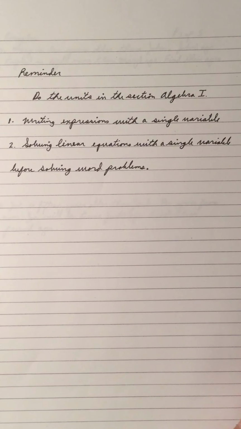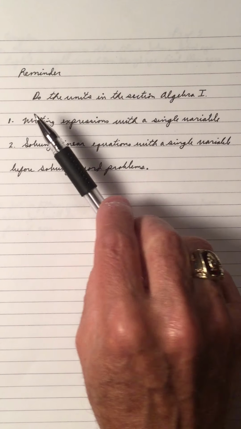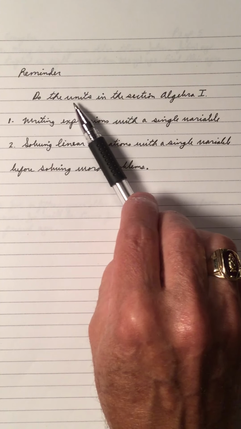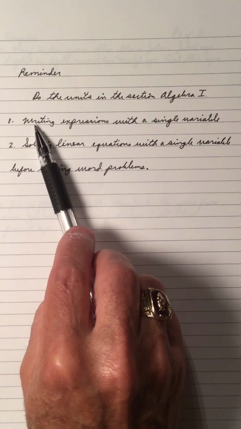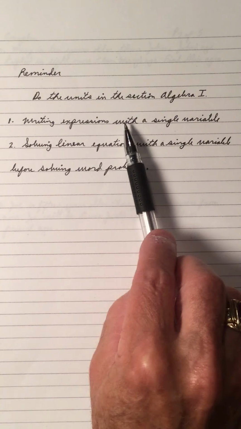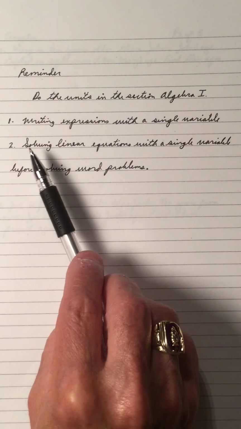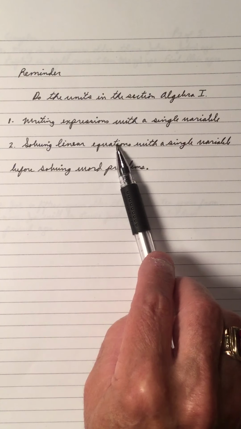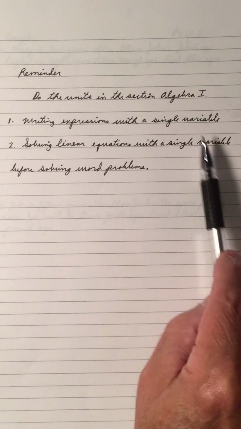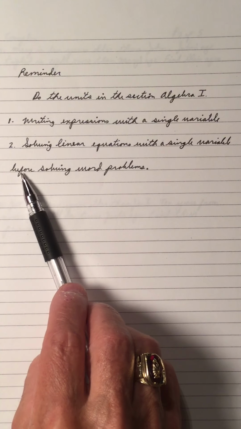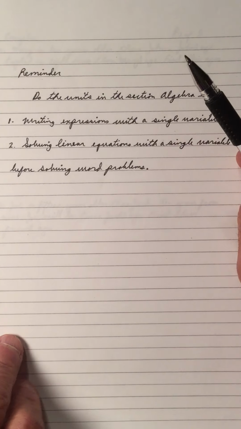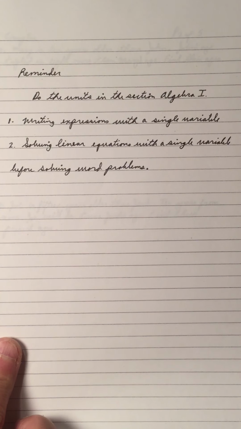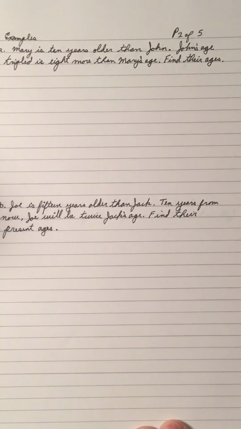Just a reminder to do the 2 units in the section on Algebra 1. One of the units is writing expressions with a single variable, and the other unit is solving linear equations with a single variable. Both of these units need to be done before solving word problems, because they'll help you with setting up expressions, solving equations, etc. Very important to do those 2 units first.